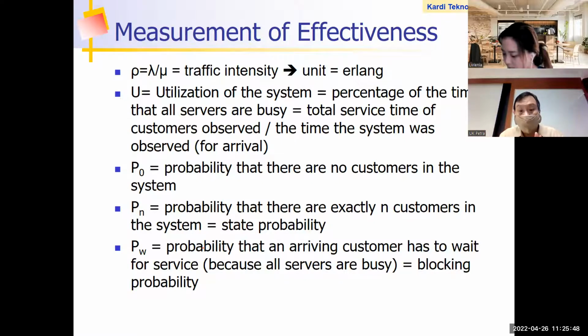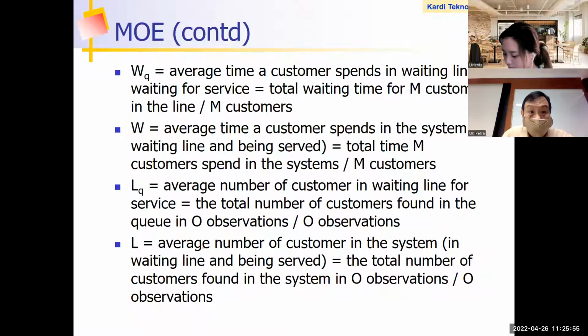PW is the probability that an arriving customer has to wait for the service. This is called the blocking probability. And probably these are the four things that are most often used. Okay, this is the delay.